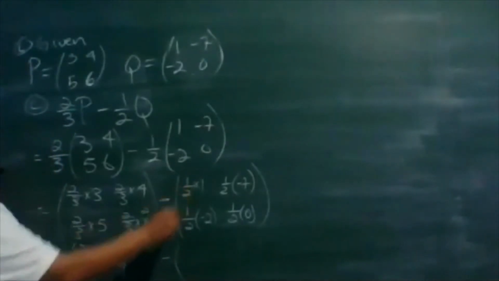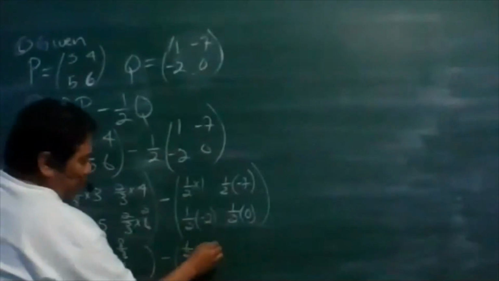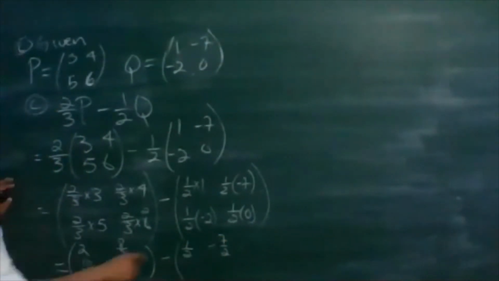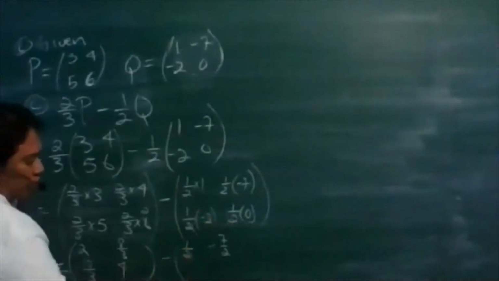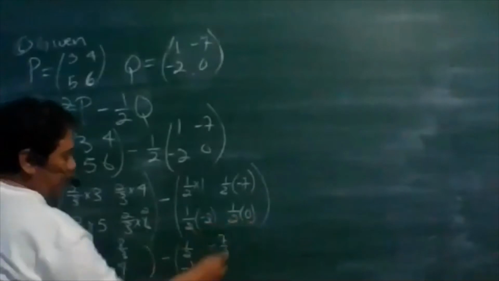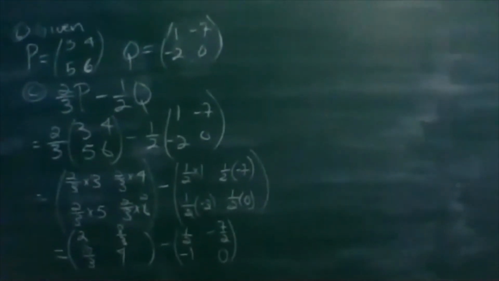Minus a half times 1 is just a half. A half times negative 7 is negative 7 halves. A half times negative 2, the 2's will cancel, giving me negative 1. And any number times 0 is 0. So that's what we have so far. So right there, I guess stop.